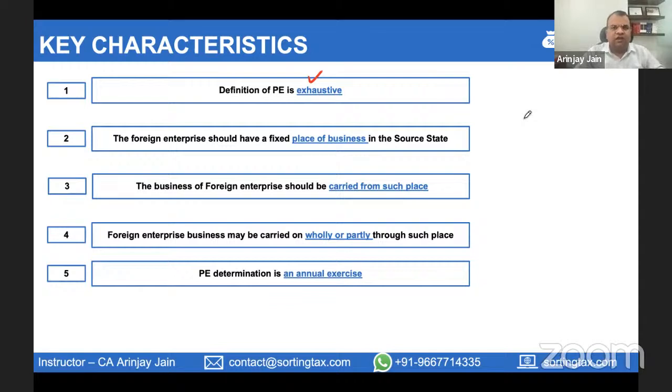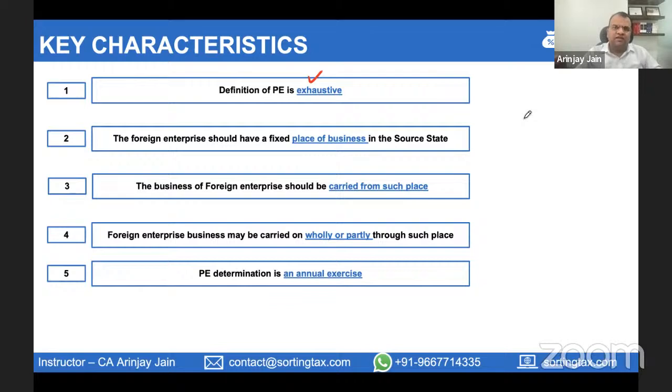And facts, as we know, can change over a period of time. Therefore, the existence of a permanent establishment has to be checked for every tax year separately. Just because in the first year you had a PE in a country does not mean that you will perpetually have one. At the same time, just because you did not have a PE in a country when you started your operations also does not mean that you may not have it in subsequent years.